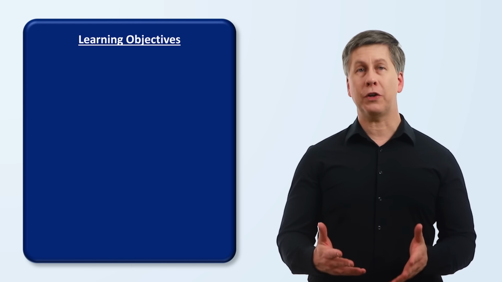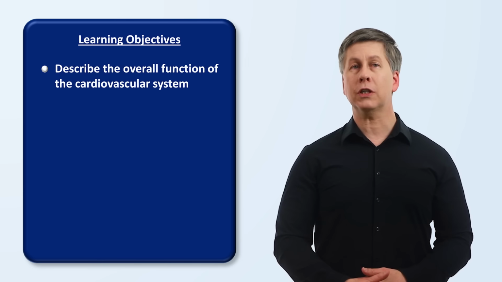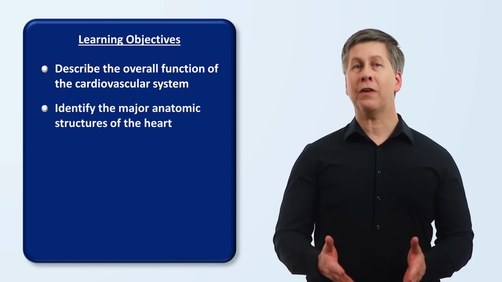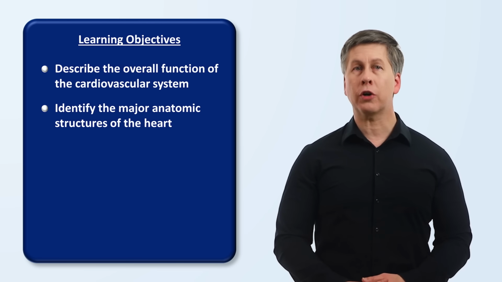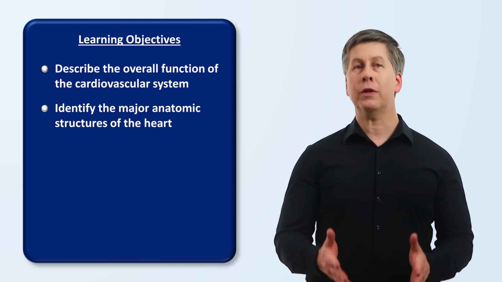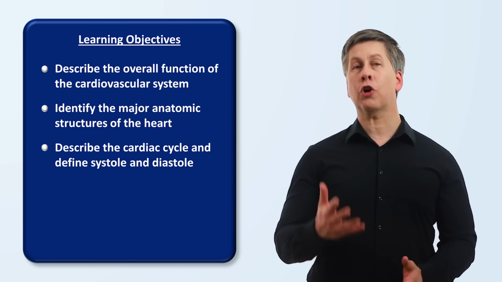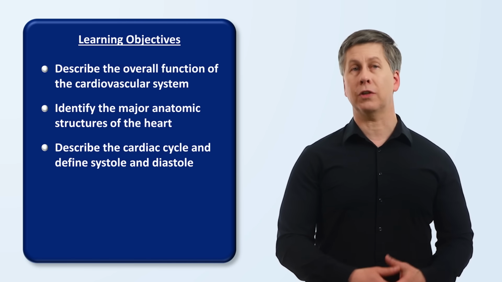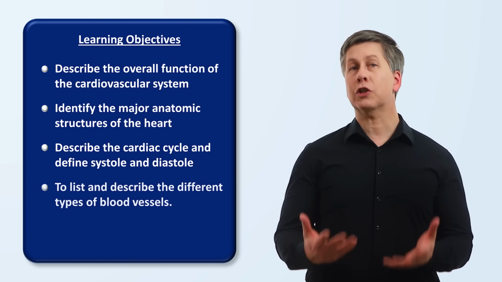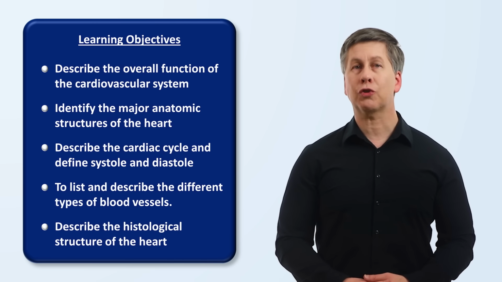By the end of this video, you will be able to describe the overall function of the cardiovascular system, identify the major anatomic structures of the heart, including the coronary arteries and the primary components of the conduction system. You'll be able to describe the cardiac cycle, including the definitions of systole and diastole, to list and describe the different types of blood vessels, and to describe the histological structure of the heart.